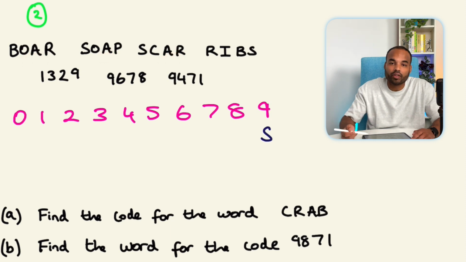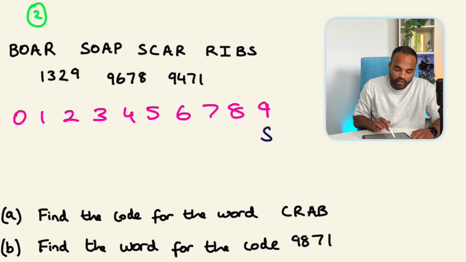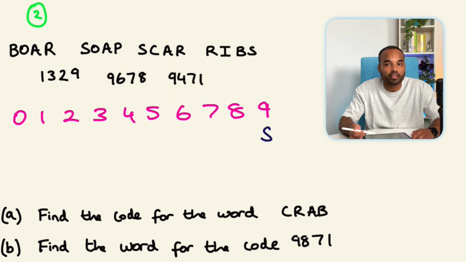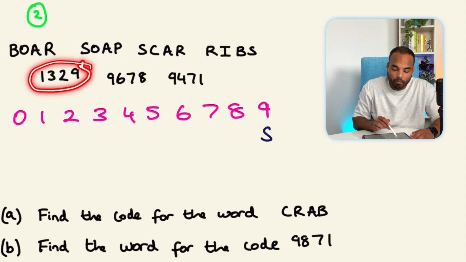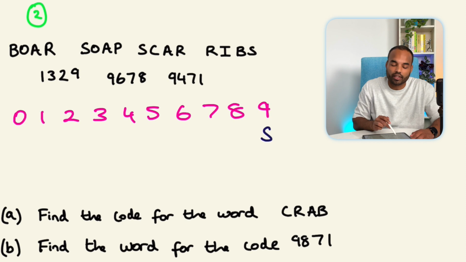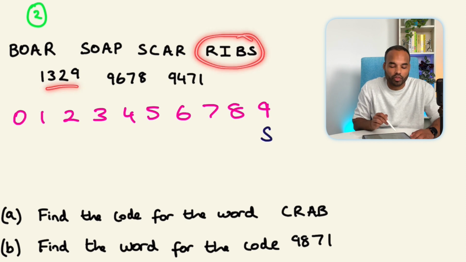So do we have the third number the same in the number codes? Well, over here I have a 7, over here I have a 7, right? And we already know that one of these is for soap and one of these is for scar. We don't have a 7 in the third position over here. So you should be able to infer from that that this code 1329 must be for ribs, right? There isn't a 7 in the third position over there. So ribs must be 1329.